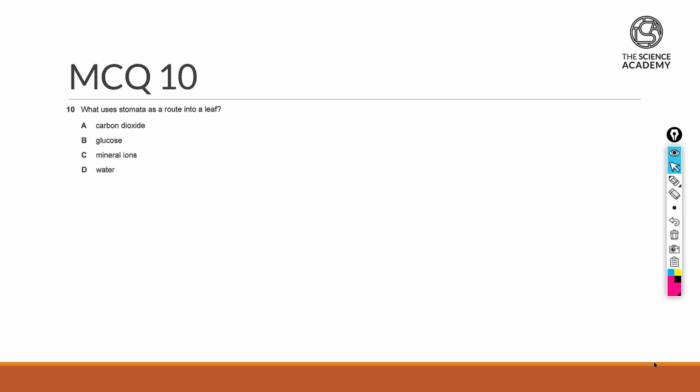In MCQ 10, we'll shift our focus to plants itself, this time around looking at the kind of substance that utilizes stomata to enter the leaf. Now, to enter the leaf itself, you have a few entrance points. Definitely we have stomata, which is found mostly concentrated on the lower epidermis of the leaf.